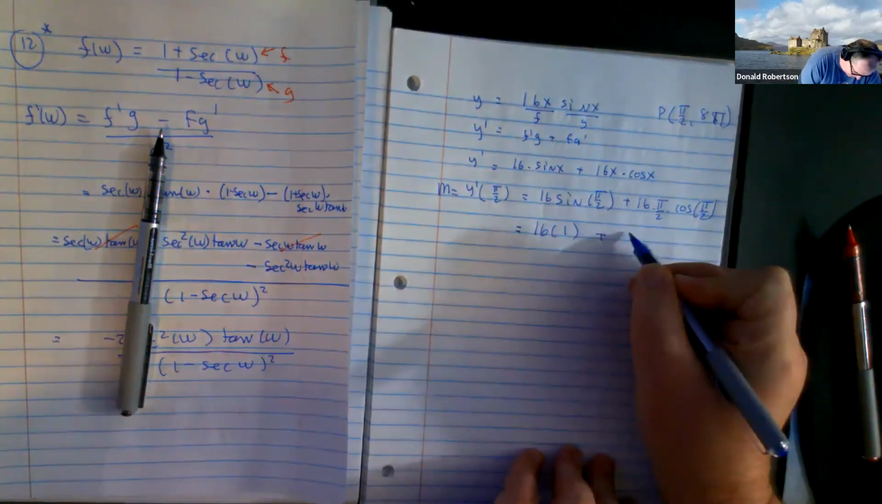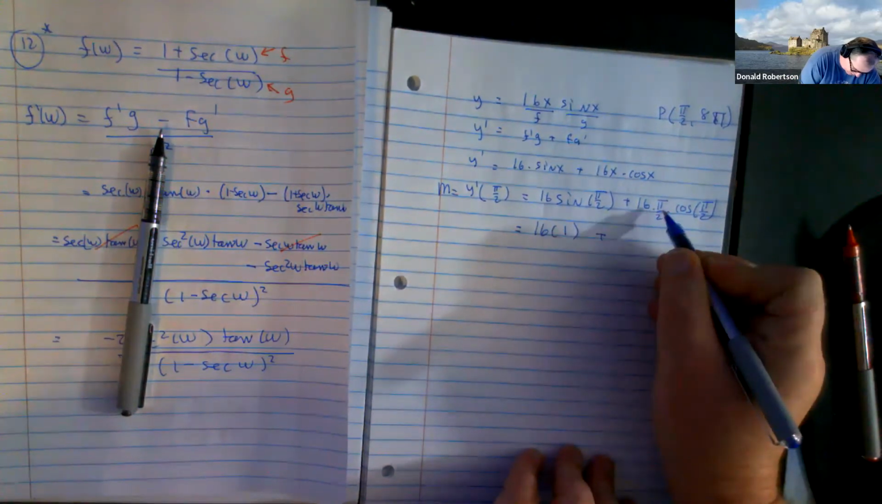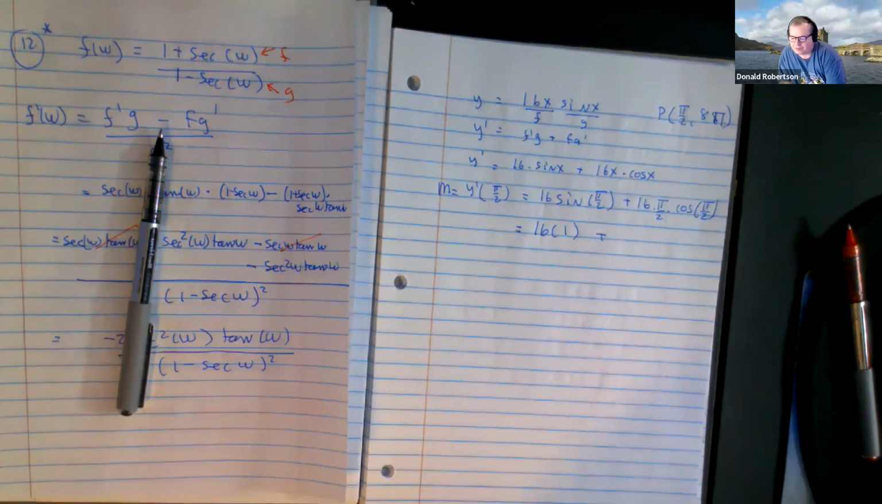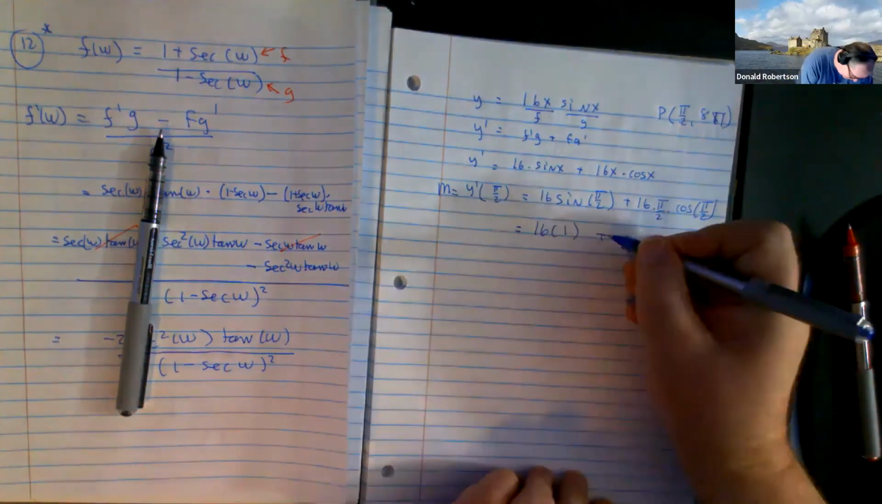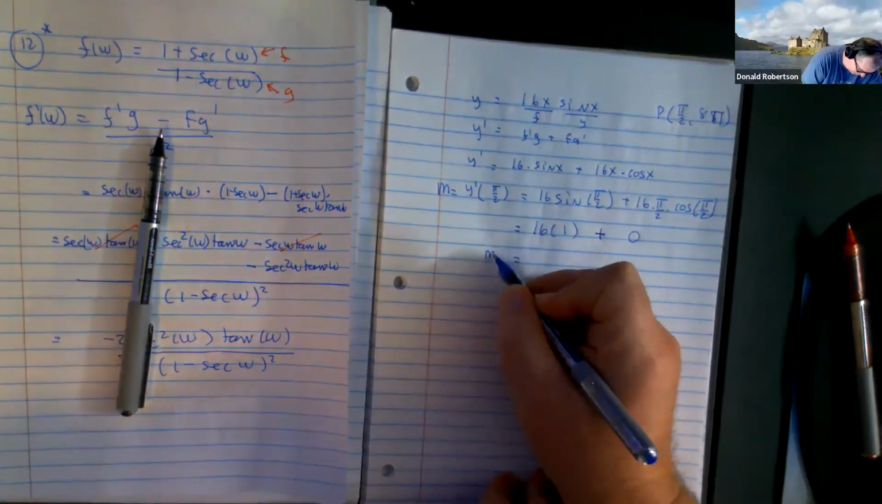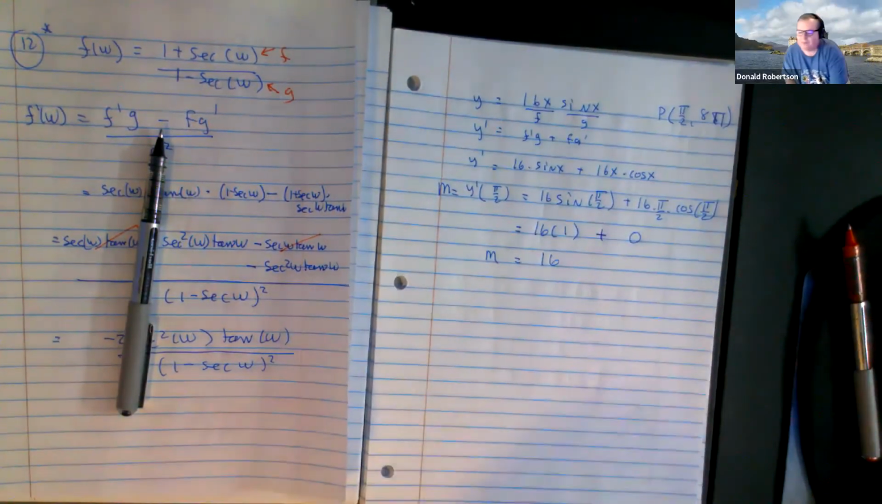And this guy here is 16 times π/2 times, and what's the cosine of π/2? It's a number as well, of course. Cosine of π/2 is 0. So guess what? The slope of the tangent line is 16.